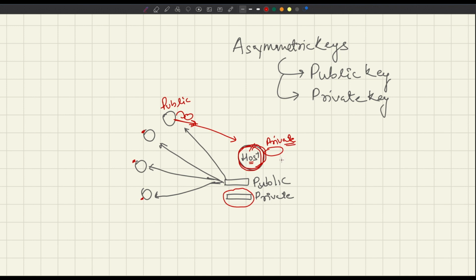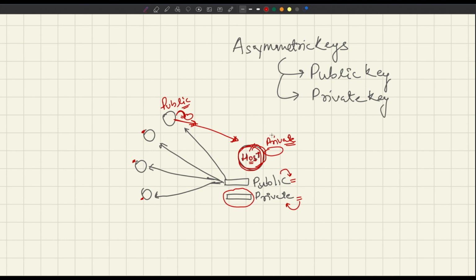So what do we understand by this? If we have a public and a private key, any data encrypted using the public key will only be decrypted using the corresponding private key. So in this case, these clients or these hosts can send the data by encrypting it using the host's public key that was shared to them previously. Once encrypted, it can only be decrypted by this host.